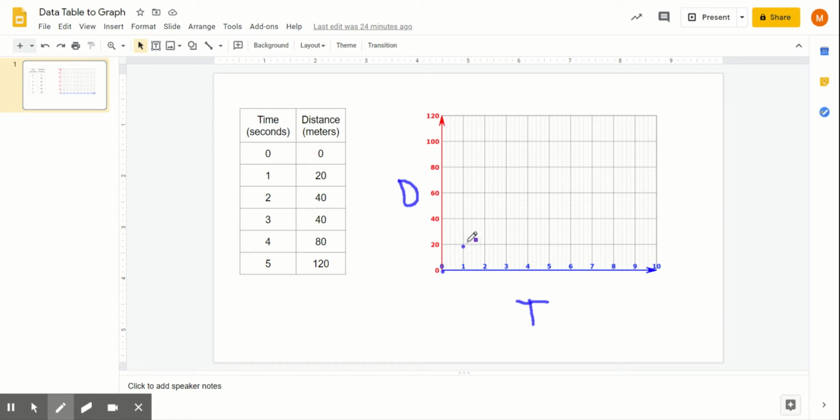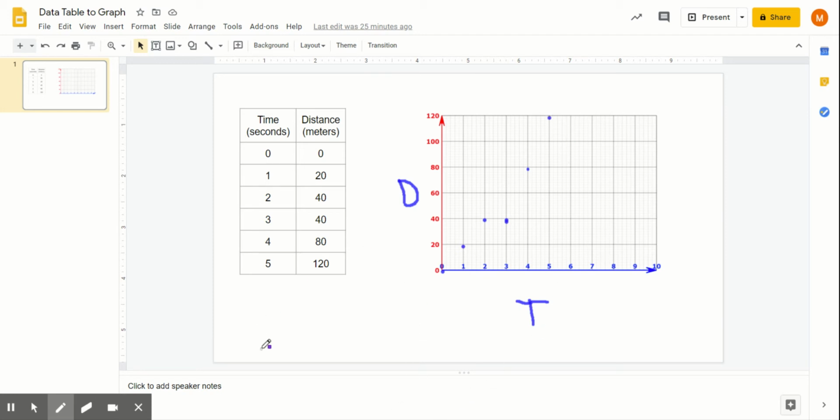And that's the best I can do. Put my little dot there. At 2 seconds, it is 40 meters away. Little dot right there. At 3 seconds, it is still 40 meters away. So I'm over to the 3, up to the 40. Oh, that's terrible. Let's try to make that. That's a little better. At 4 seconds, it's at 80 meters away. So here's 4. And I'll go up to the 80. And then finally at 5 seconds, it is 120 meters away.